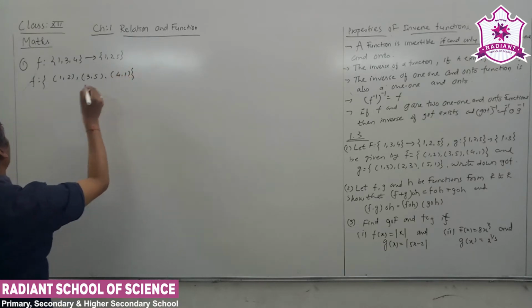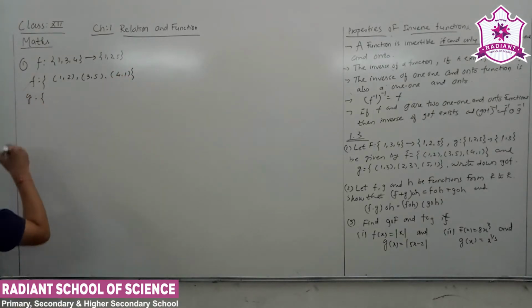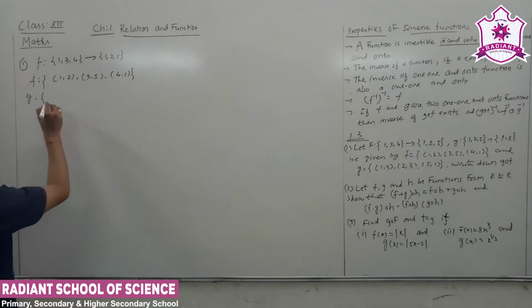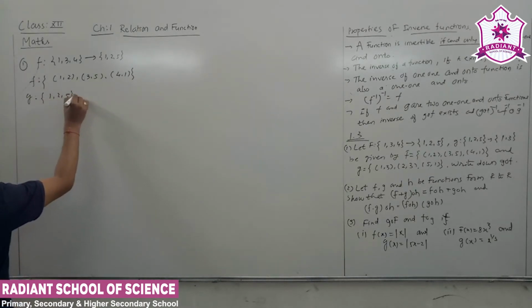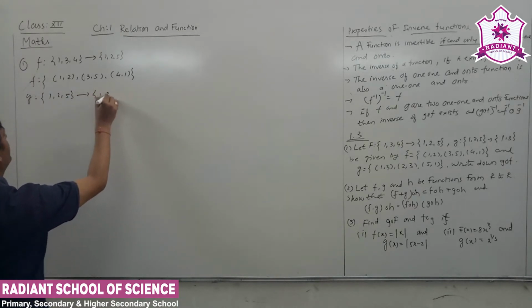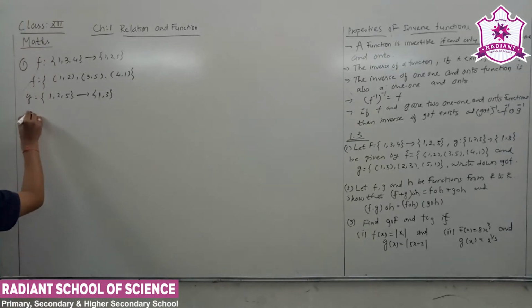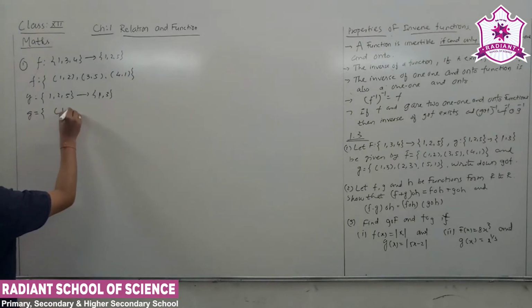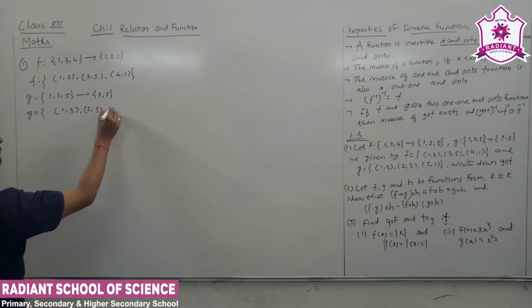Now a function g is defined from domain 1 to 5, right, and the codomain that is 1 and 3. Now the g is defined, okay, so g is defined as 1 to 3, okay, 2 to 3 and 5 to 1.